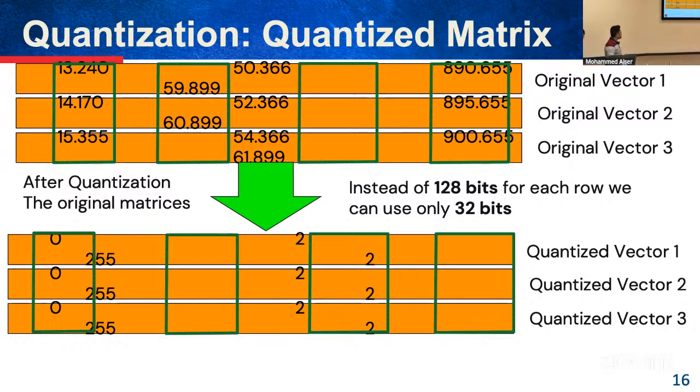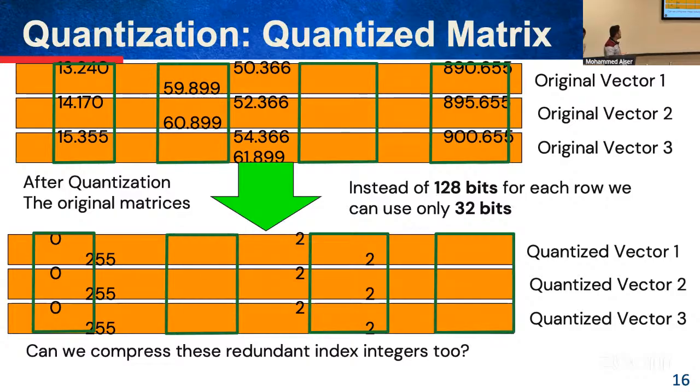So this is called a quantized vector. Each number is represented by 0, and this number is represented by 255. That means we are using 8-bit integers to represent all of these numbers. But is this enough? Can we compress more? Yeah, definitely yes.